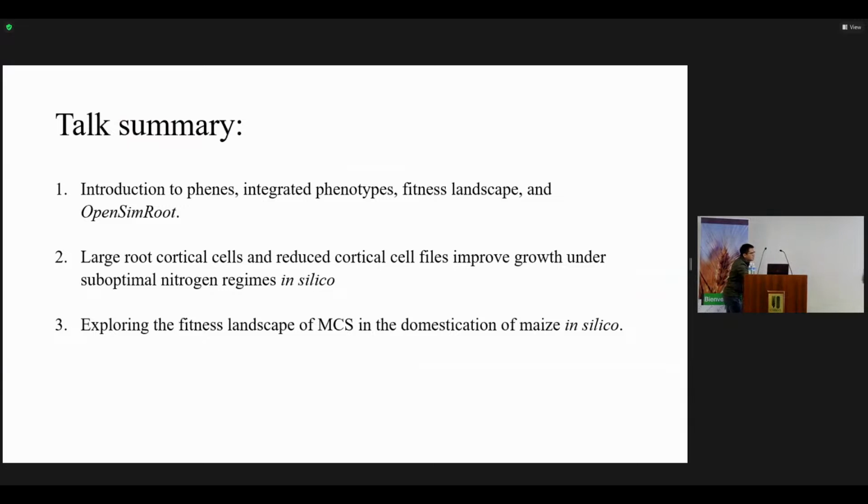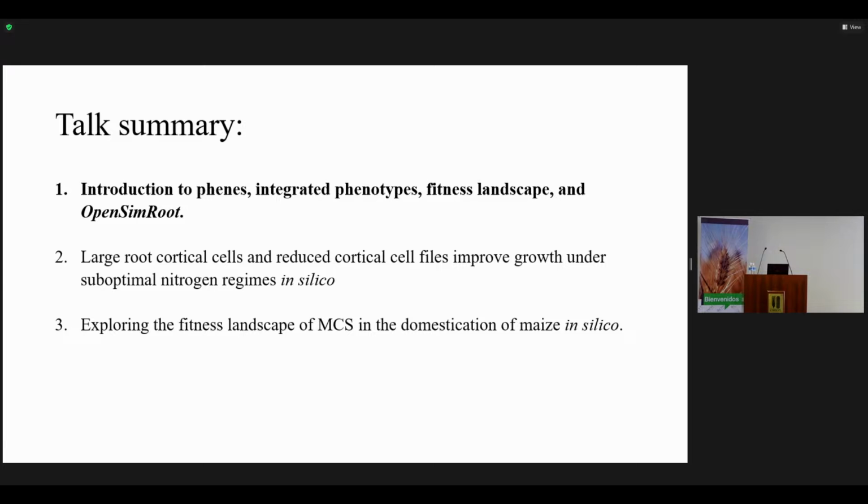Okay, so this is a summary of the talk I'm going to give today. First of all, we're going to talk about what Phenes are, what integrated phenotypes are, what a fitness landscape is, and what the model OpenSimRoot is. After that, I'm going to give an example of how we study the fitness landscape of maize, specifically talking about cortical cell size and cortical cell file number. And after that, we're going to discuss what we are doing in terms of the role of MCS, which is a new phenotype in maize, and the role of the domestication of maize.